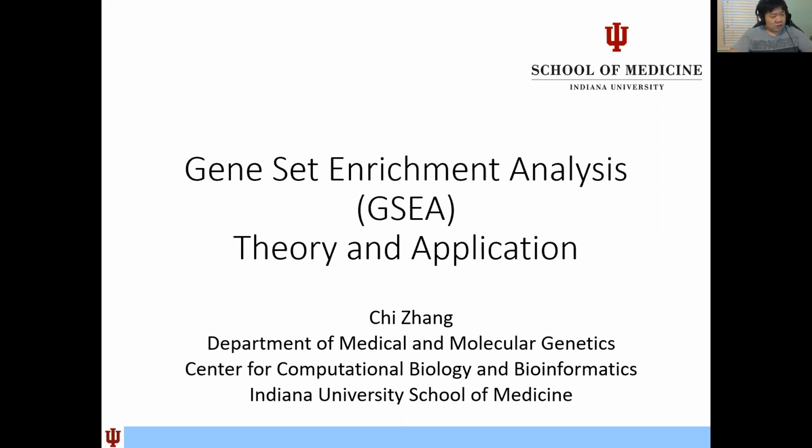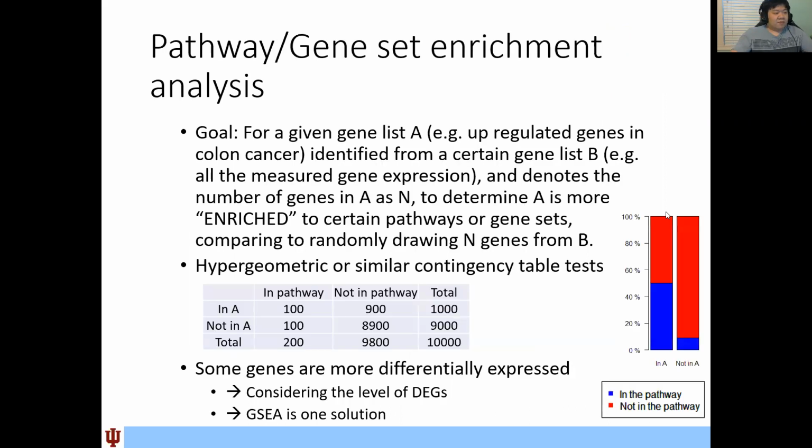So today our topic is gene set enrichment analysis, theory and application. The GSEA part will be split into two videos. First is the theory and application introduction, and second is an introduction of hands-on application. So let's start from the background of pathway and gene set enrichment analysis.